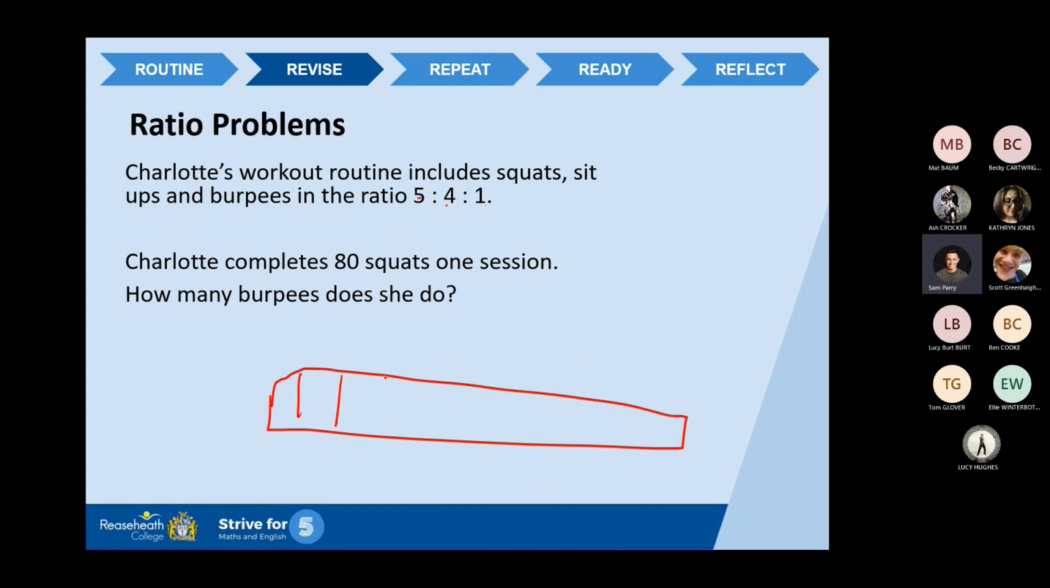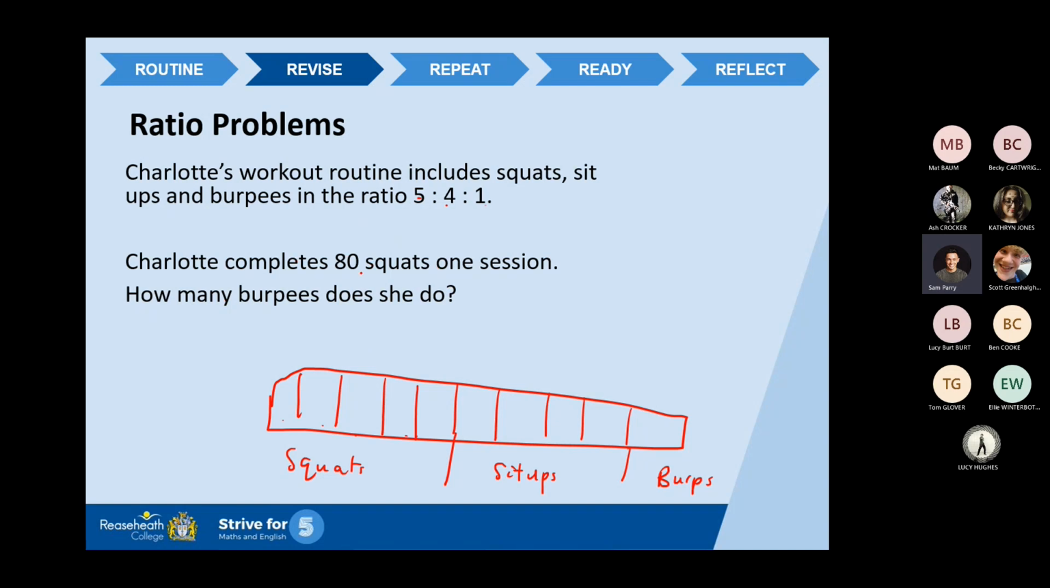1, 2, 3, 4, 5, 6, 7, 8, 9. There's the 10. 1, 2, 3, 4, 5. There's the 5. There's the 4. There's the 1. Hopefully your drawings are much better than mine. So we can actually just label it: squats, sit-ups, burpees. Okay. Charlotte complete. Now, look, I've labeled it. I've set my bar. Now I can look at the rest of the question.